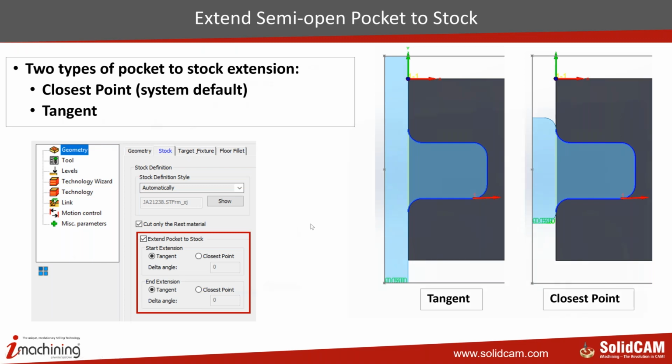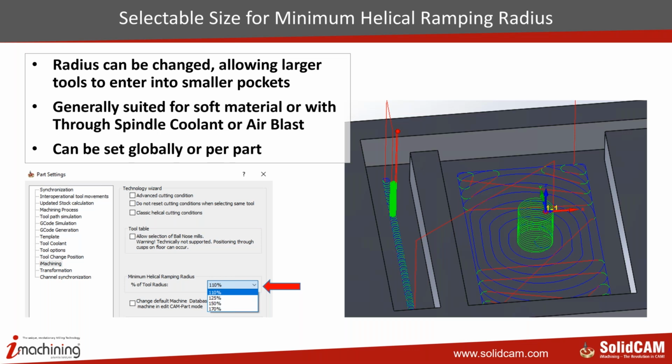Another new function available inside iMachining 2D is where we can control the helical ramping radius. If you want to machine a very small slot where the default helical ramping diameter cannot fit, you can always go to SolidCAM settings. Inside the part settings, you have this minimum helical ramping radius. You can increase the ramp radius percentage value so that the helical ramping fits inside the small channel that you would like to open using the ramping function.